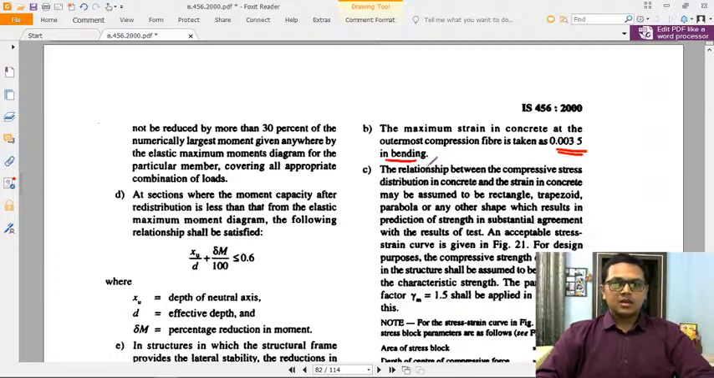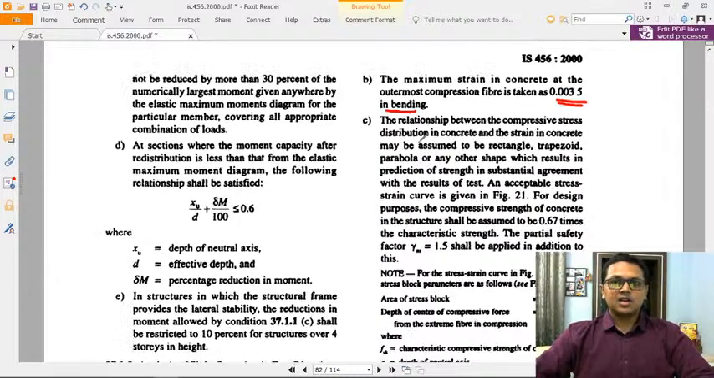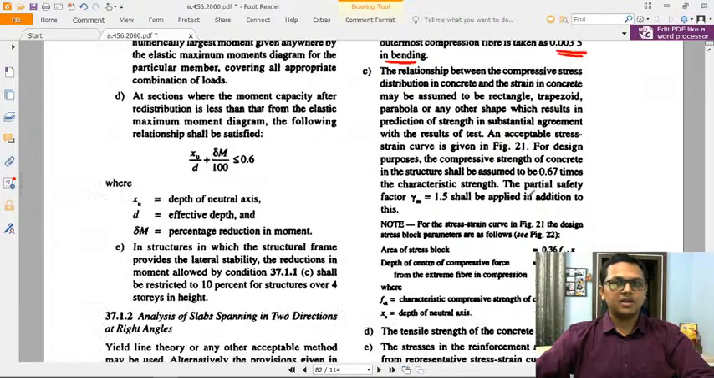Okay. Now in this section, in the C assumption, the relationship between the compressive stress distribution in the concrete and the strain in concrete may be assumed to be rectangular, trapezoidal, parabolic, or any other shape which results in prediction of the strength in substantial agreement with the results of the test. An acceptable stress strain curve is given in figure 21.